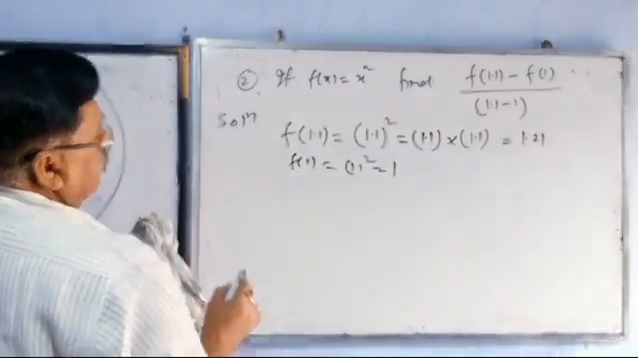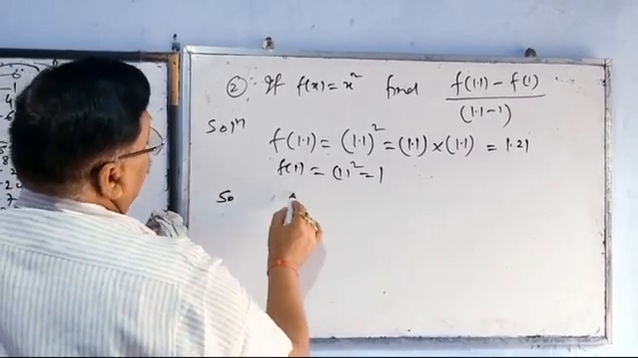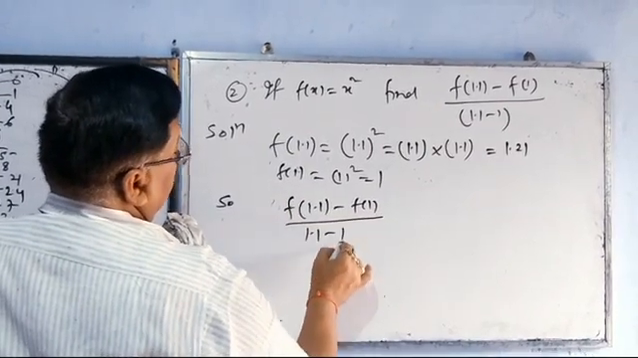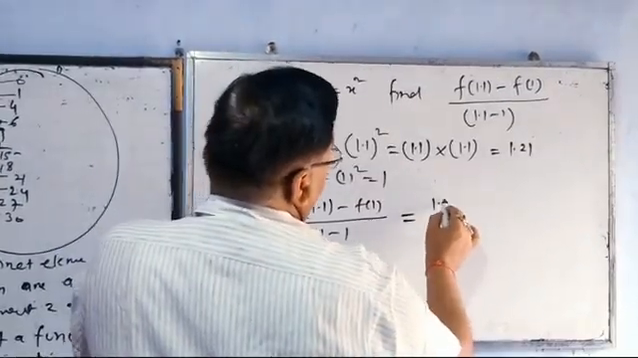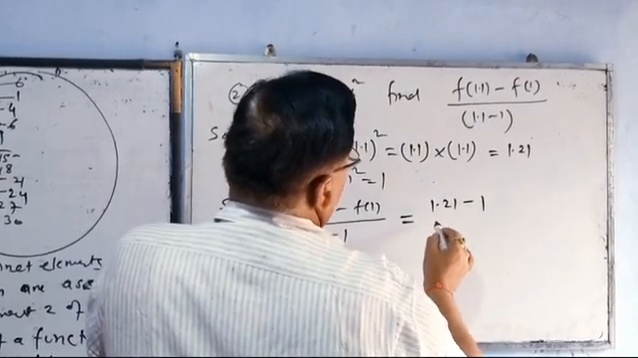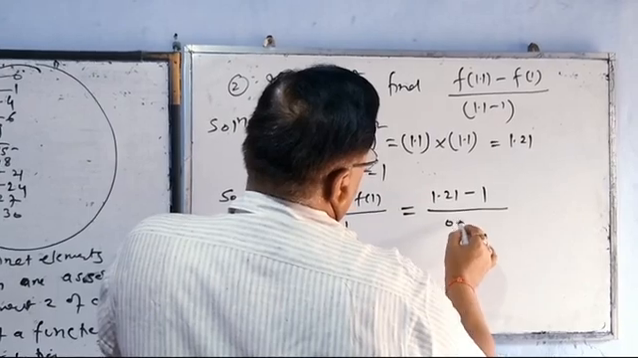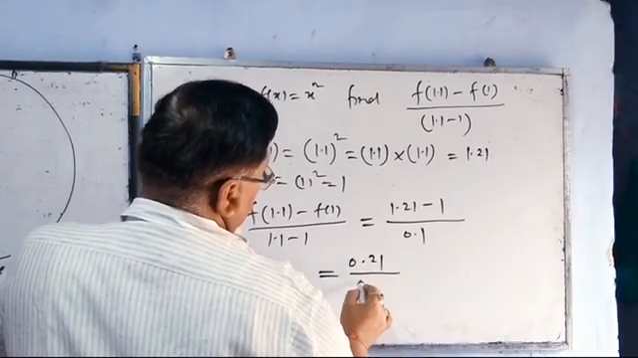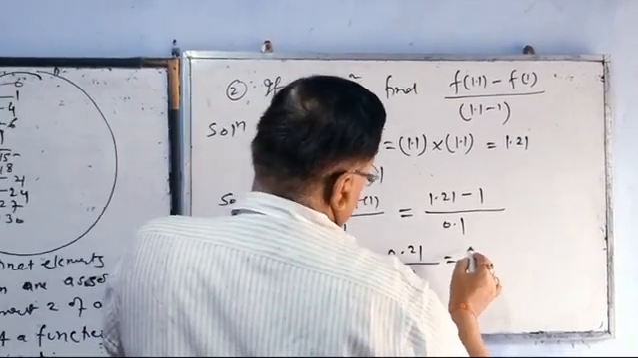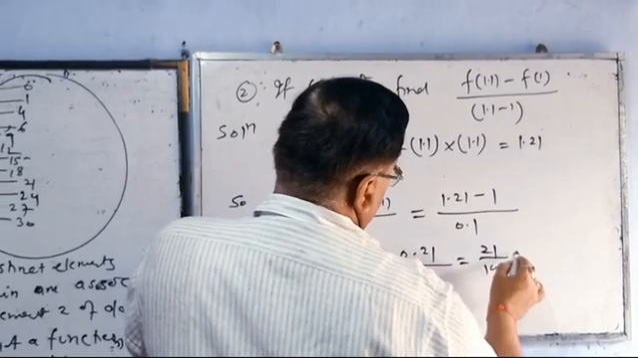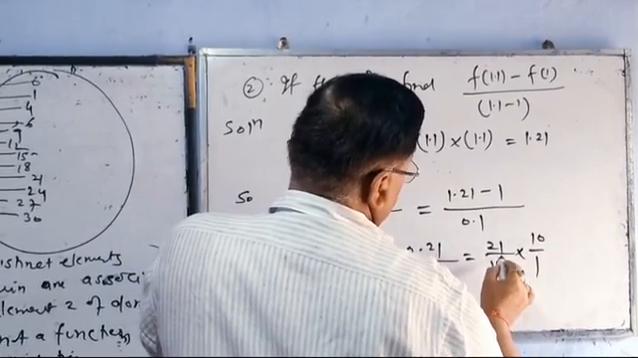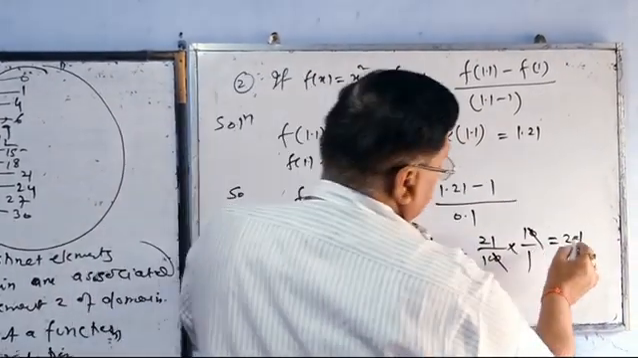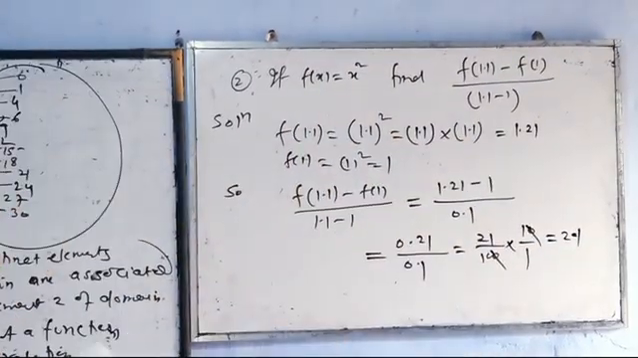Now substitute the values. So (f(1.1) minus f(1)) by (1.1 minus 1), that is (1.21 minus 1) by 0.1. So 0.21 by 0.1, that is 21 by 10, that is 2.1. This is the answer of this question.